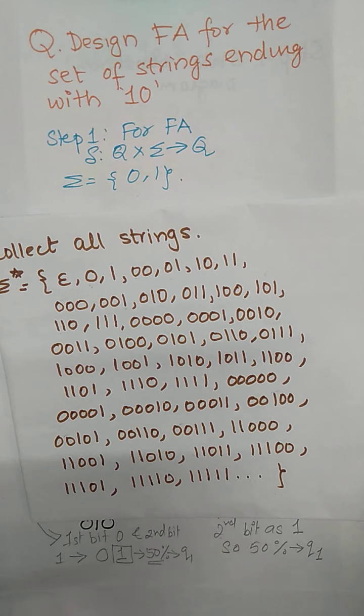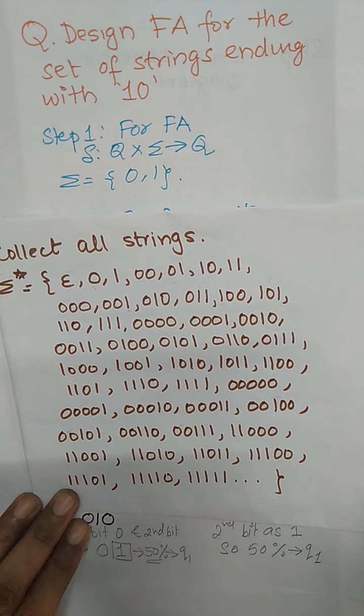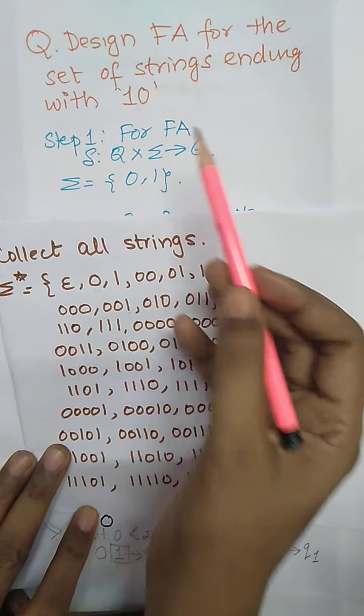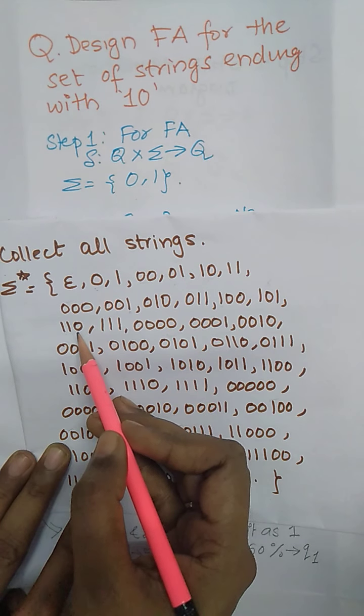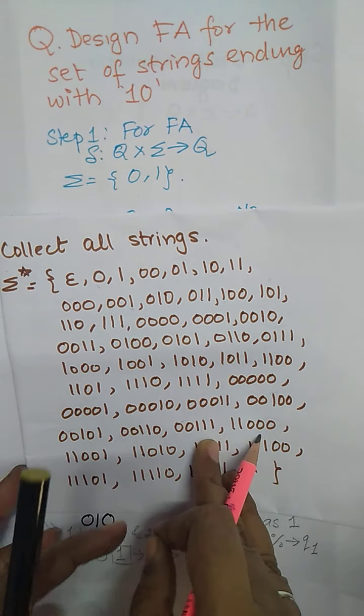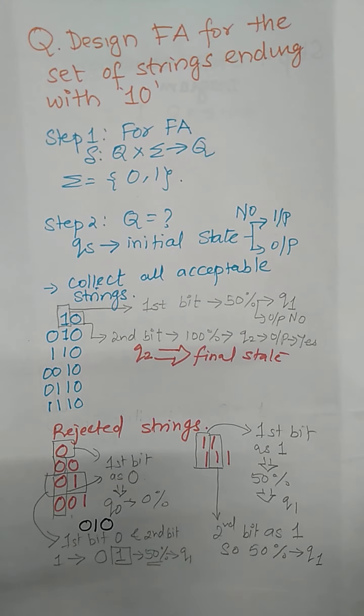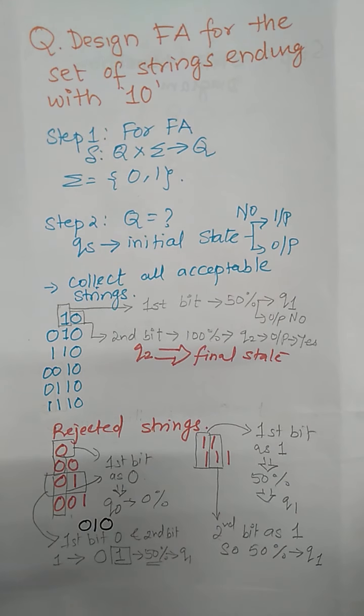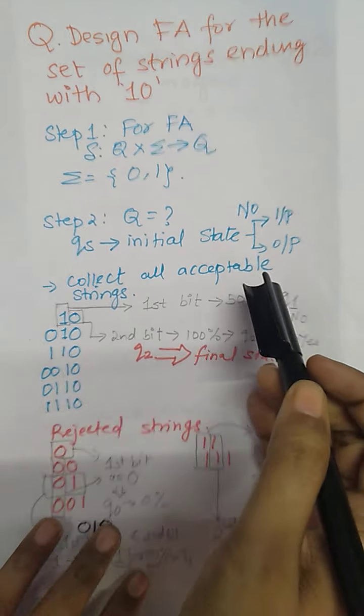Now out of these strings we are going to select all the strings which are accepted by the finite automaton. The strings ending with 10 are 10, 010, 110, like that. So now we are going to find out the Q. For finding the Q, first of all we are going to select qs as the initial state. So qs is the state which is not having any input, not generating any output.